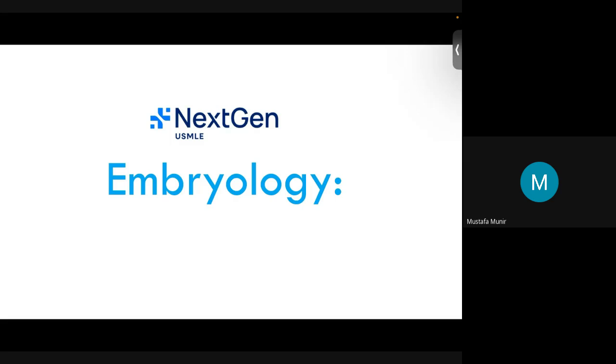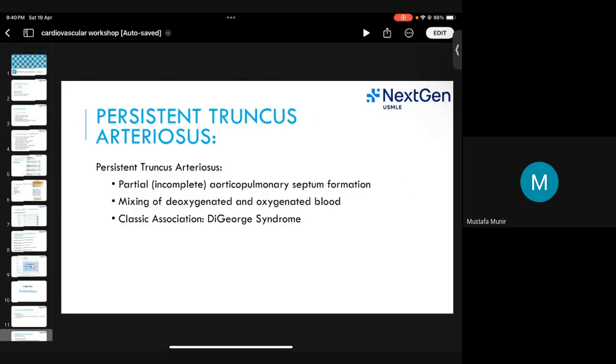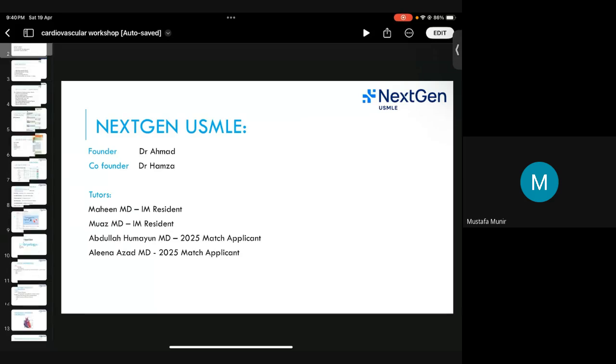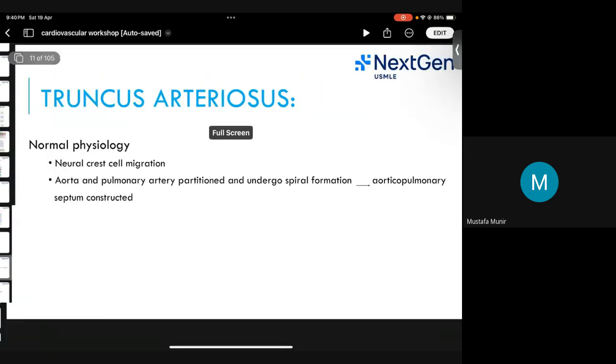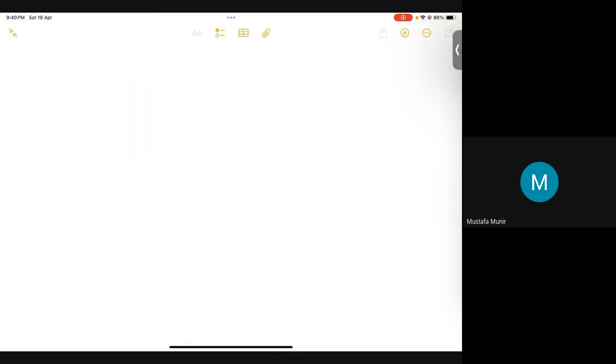Okay, so let's start with our embryology section. The first pathology which your NBME loves to test is basically Truncus arteriosus. Before discussing Truncus arteriosus, let me give you a small overview of what a normal process looks like. Whenever we discuss a pathology, it's basically an abnormal process, so you need to know the basics first. Right after the basics, we'll build different pathologies, clinical presentations, and treatment options. Are you guys with me?